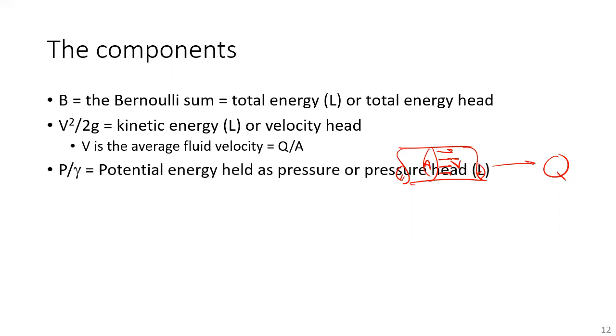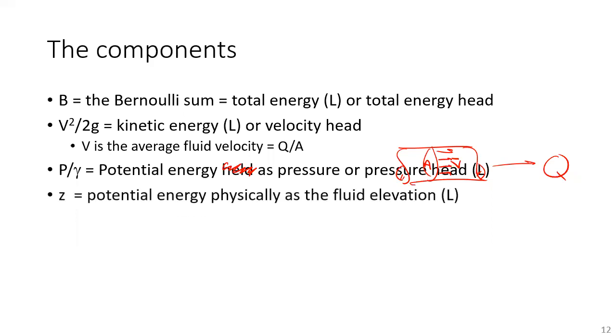P over gamma is the potential energy. I don't even know why I have h in there. I'm making these up before class as usual. Potential energy as pressure, or as pressure head, L, meaning it's got the dimensions of length. And Z is also potential energy. Physically, it's the elevation of the fluid particle. So a fluid particle sitting higher than another one has more potential energy than the one lower than it. And that has everything to do with the Z-axis being upwards positive.